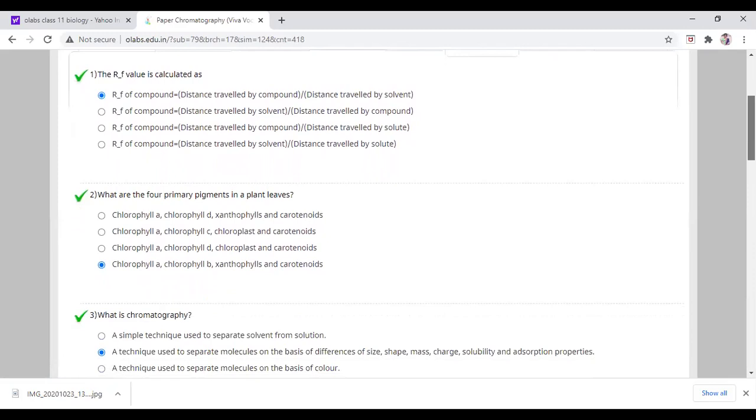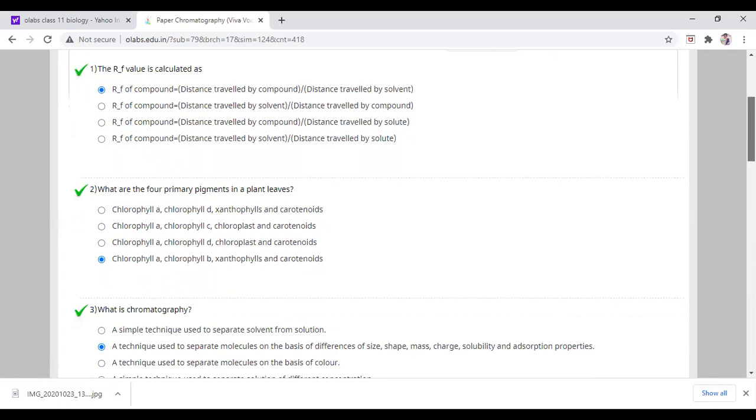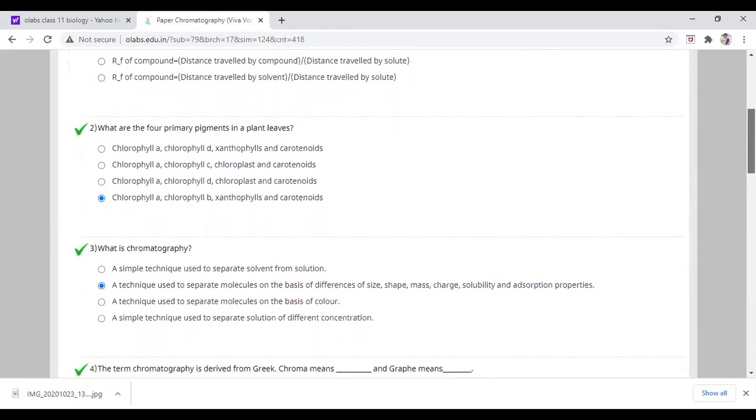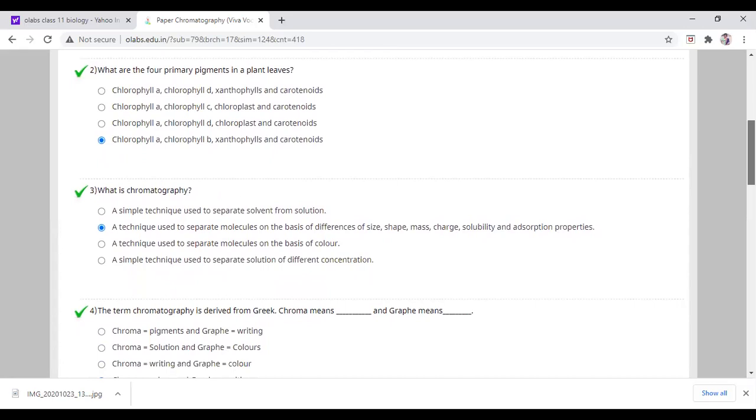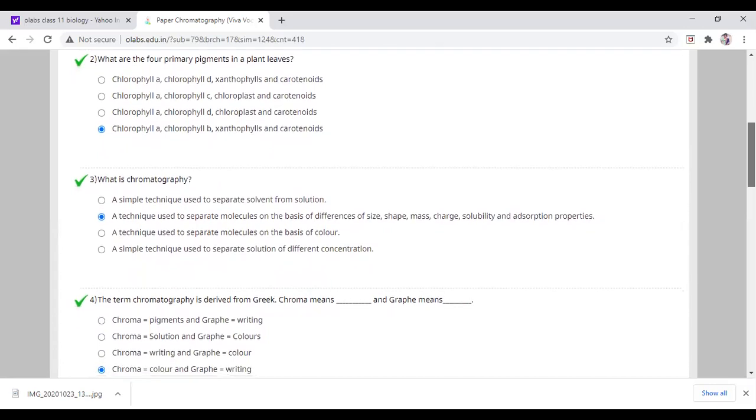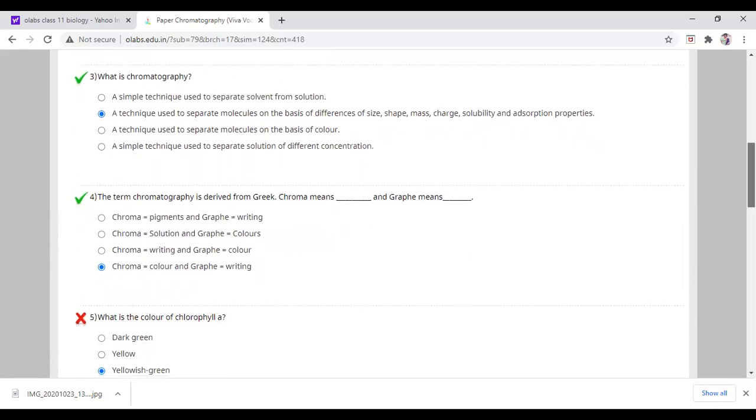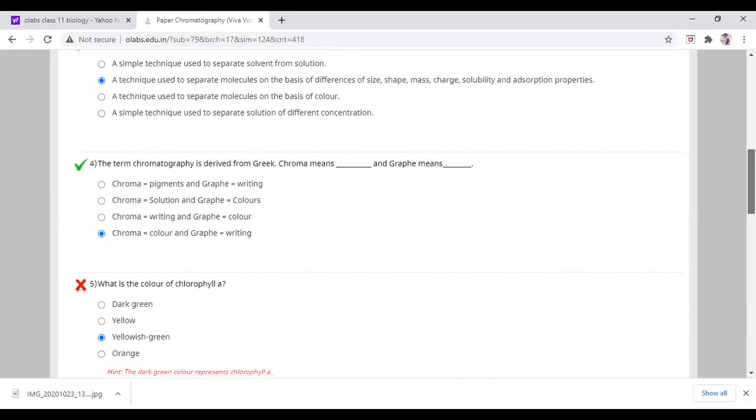RF value is the first: distance traveled by compound upon distance traveled by solvent. Then, what are the four primary pigments? A, B, xanthophylls, carotenoids. Then what is chromatography? On the basis of size, shape. For the term chromatography, graphy means writing.